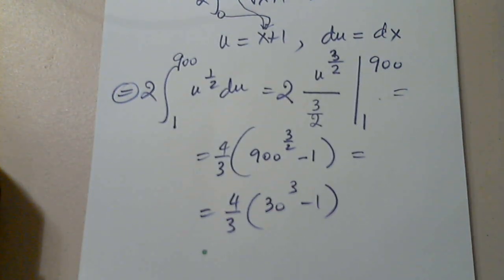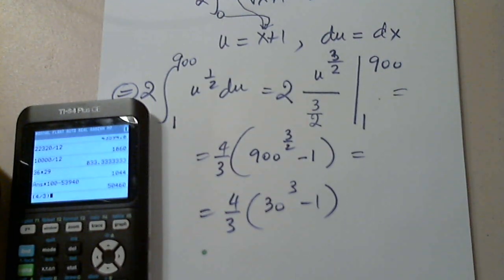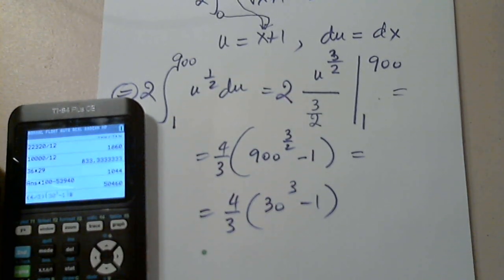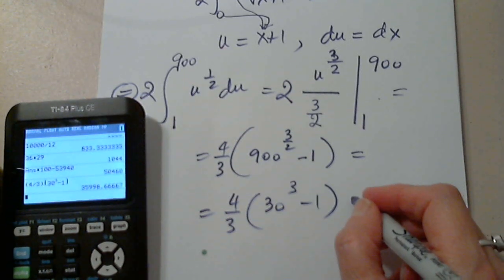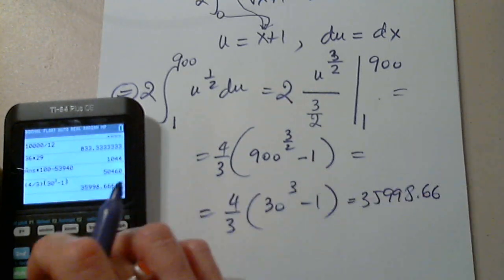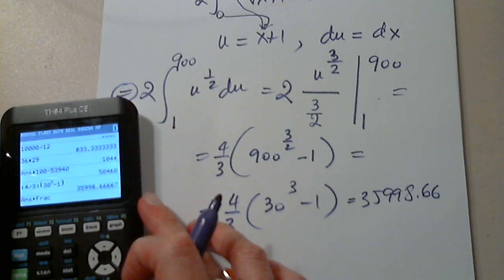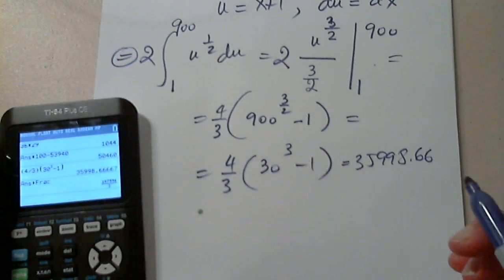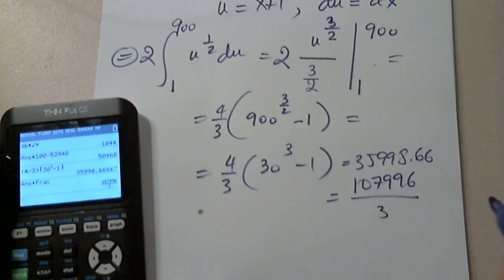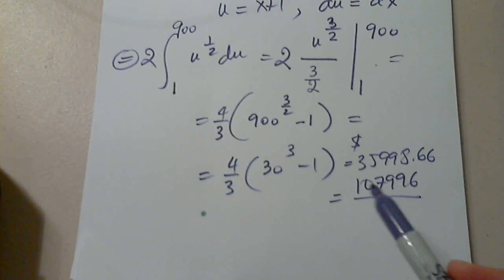So what am I getting here? And then we'll check again. So 4 divided by 3 in parentheses 30 raised to power 3, and then minus 1. I got, just for the integral, 35998.667, and I could possibly change it into a fraction. Ugly one, but it's true. 107,996 divided by 3. Okay, but this is not our answer.